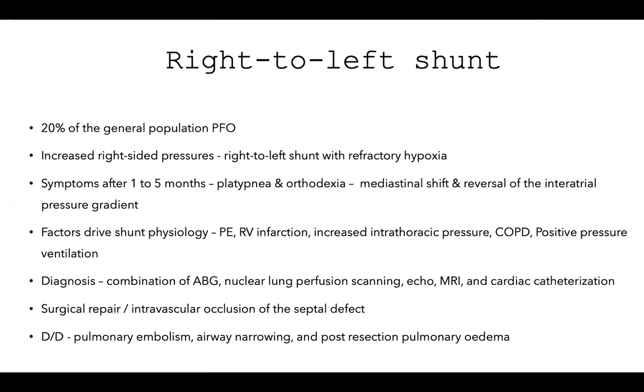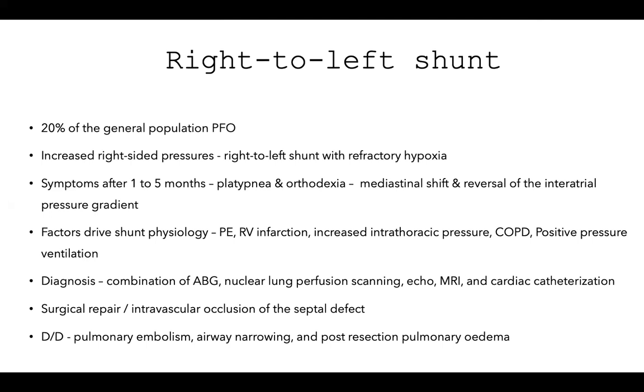There is another interesting complication that can happen, which is called right to left shunt. We know that in the general population, patent foramen ovale can be present in up to 20% of cases. If there's an increase in the right-sided pressure, there can be a right to left shunt leading to refractory hypoxia because of venous admixture. And after lung surgery, specifically pneumonectomy, and right lung, the risk of increased pressure in the pulmonary system will be very high.